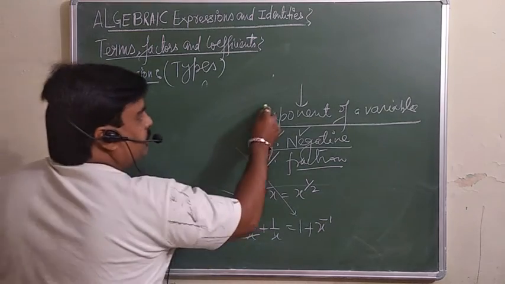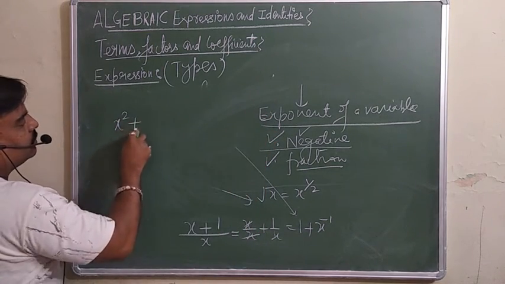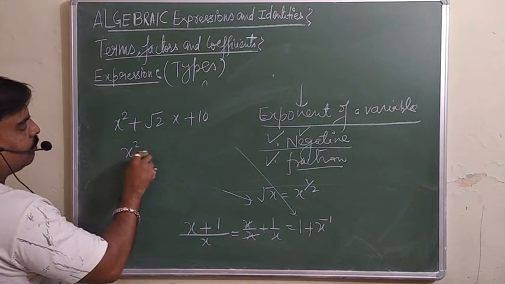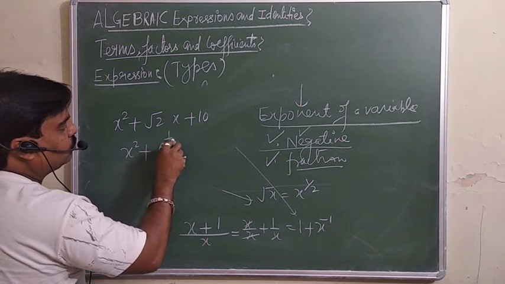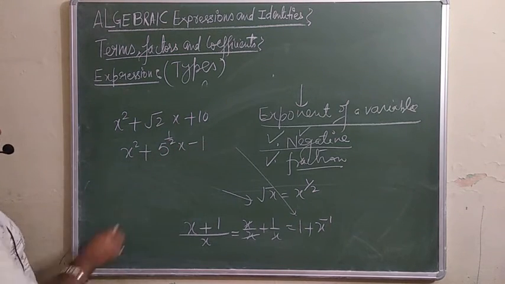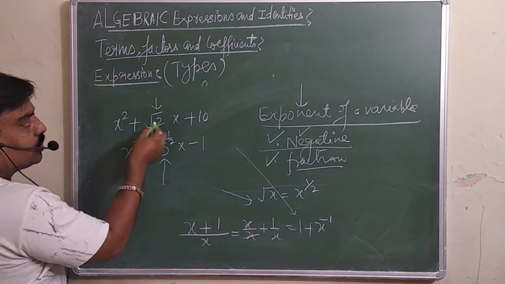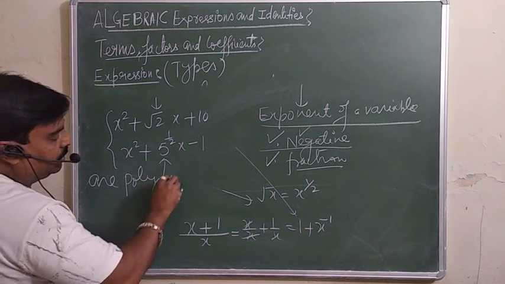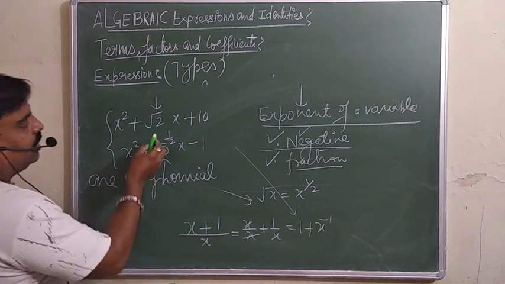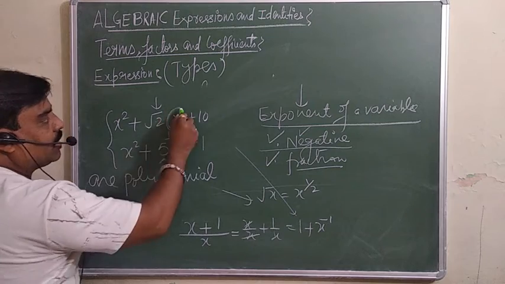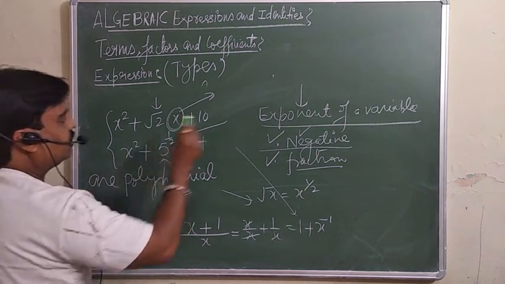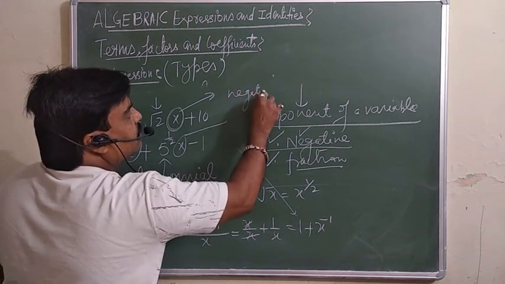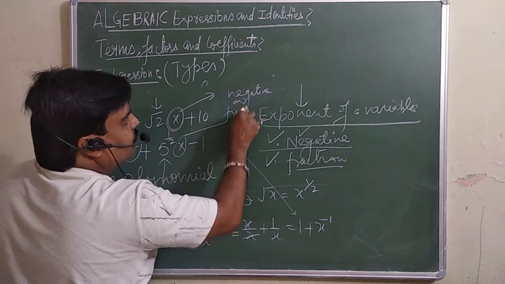For example, suppose I am taking x square plus root 2 x plus 10 is a polynomial. x square plus 5 raised to power 1 over 2 x minus 1 is a polynomial. Means here what? The fraction is on the constant, so these are the polynomials. So to become a polynomial, the exponent of the variable should not be negative and in the form of a fraction.